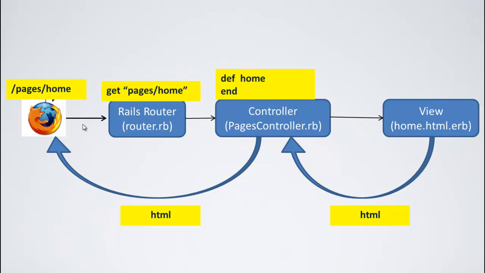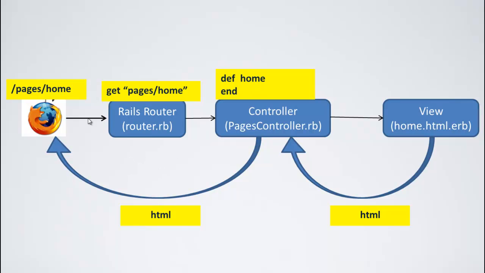But let us leave the model for now. Let us understand the view and the controller. Look at this diagram very closely. The user enters the URL slash pages slash home. We're leaving the localhost 3000 for now. So what happens is that it gets redirected to the file called router.rb. This is the router because it says what pages slash home has to do, what that action has to do. And from router.rb it gets redirected to the controller.